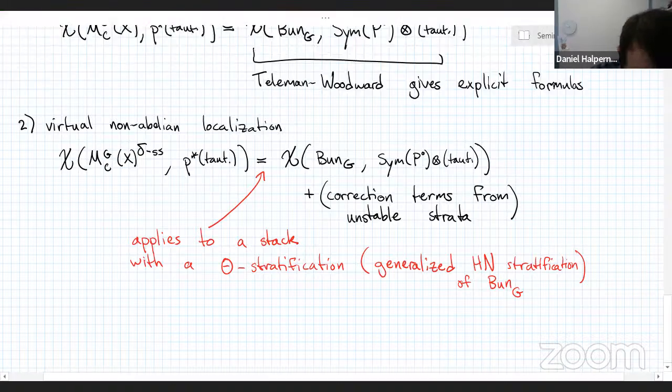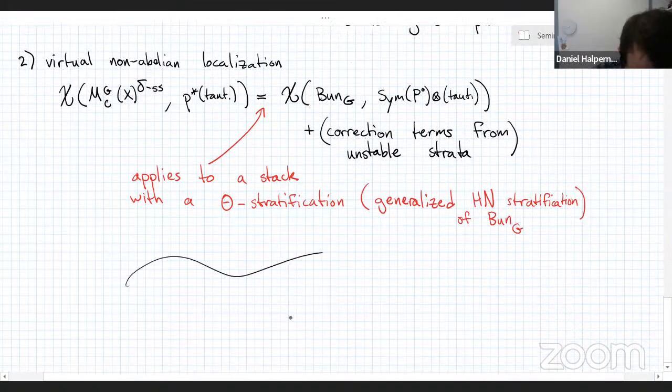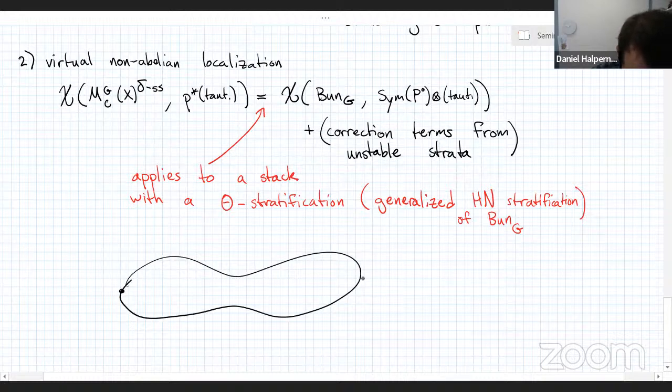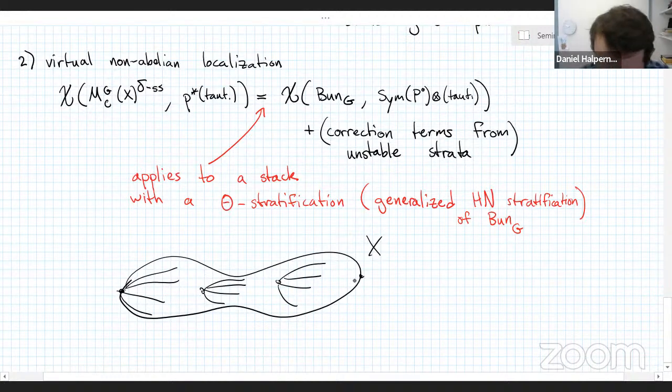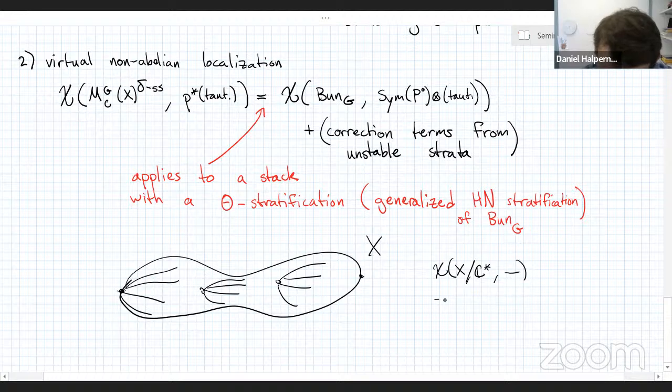So if you have, I mean, it's related to a motivic decomposition, but if you have X with a C star action, so if you choose a stratification that's sort of exhaustive, so I'm drawing the fixed loci for the C star action and then a bunch of ascending manifolds. What this formula says is that the integral over X mod C star of something is equal to the integral over the semi-stable locus mod C star of something.